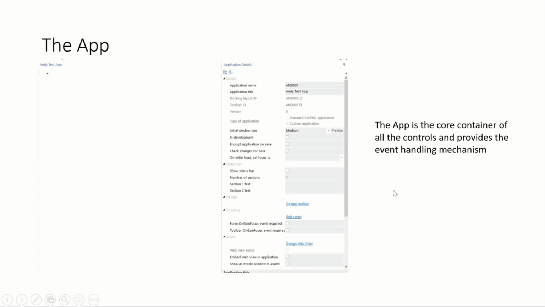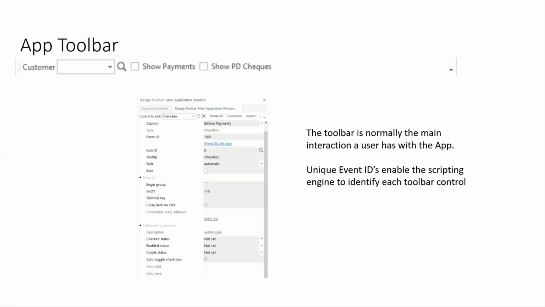And once you've created the app container, the very first thing that is likely to happen is you'd want to create a way to interact with your app. This is typically done via a toolbar, which in this instance, you can see an example of a customer browse and a few checkboxes and things like that.